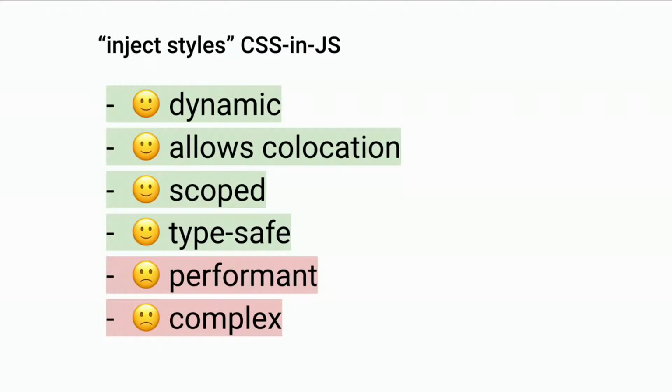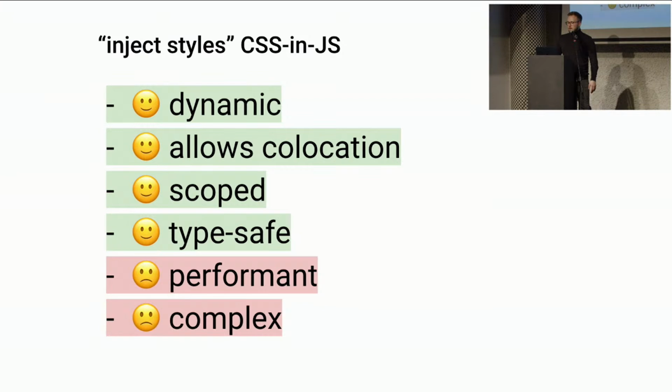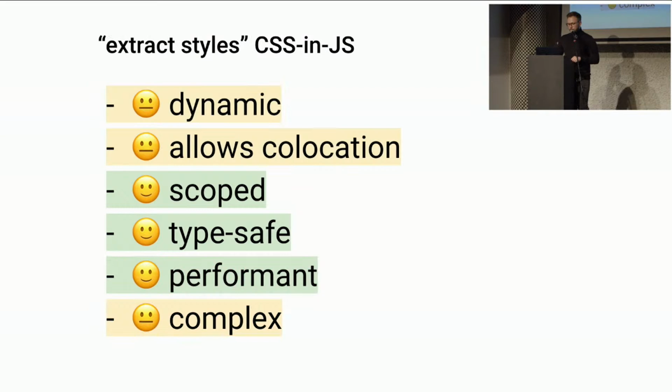So yeah, a bit of a comparison and summary at the end. Runtime CSS in JS is good with dynamic features, although you have to be careful with how you are using them. It allows collocation, which is a super powerful feature. You write scoped, type-safe styles. You suffer in terms of performance and complexity, but that will differ from one application to another. Like, how big is your code base? How are you using those dynamic features? And so on and so on. So this may not be an issue for you.